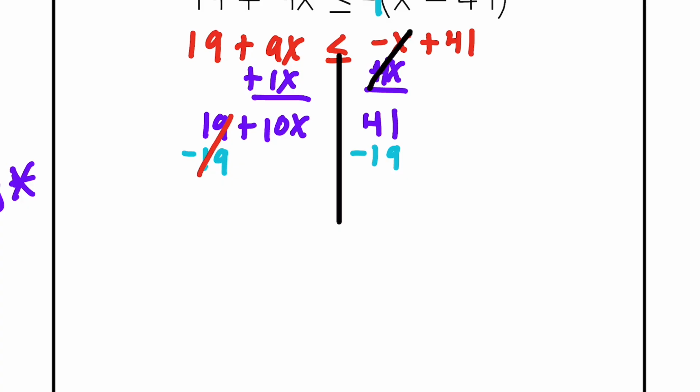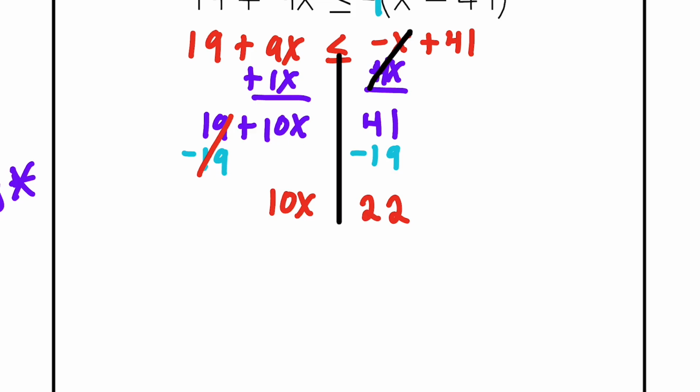19 and 19 go away, and I'm left with 10x. 41 minus 19. Ooh, that's kind of a tricky one. Okay, hang on. That's going to be 22. Hope I got that right.